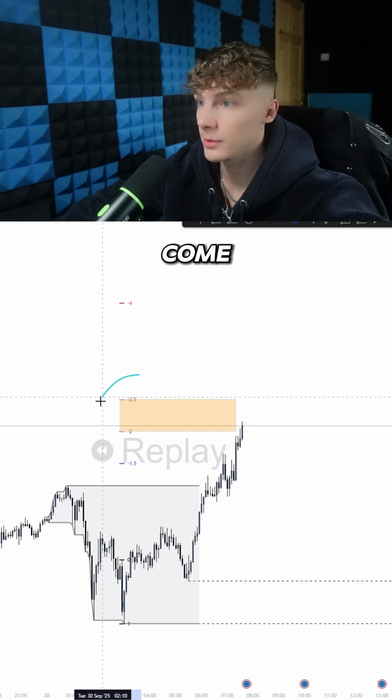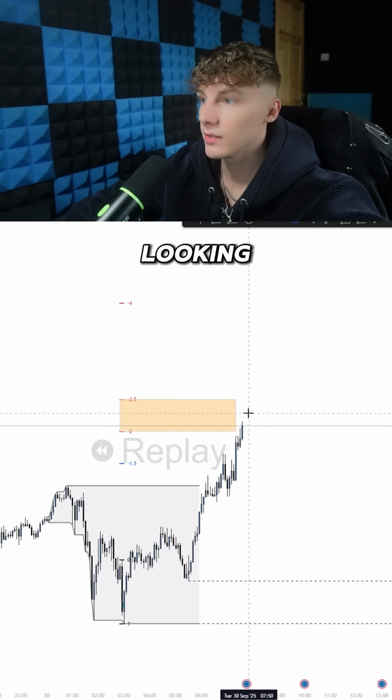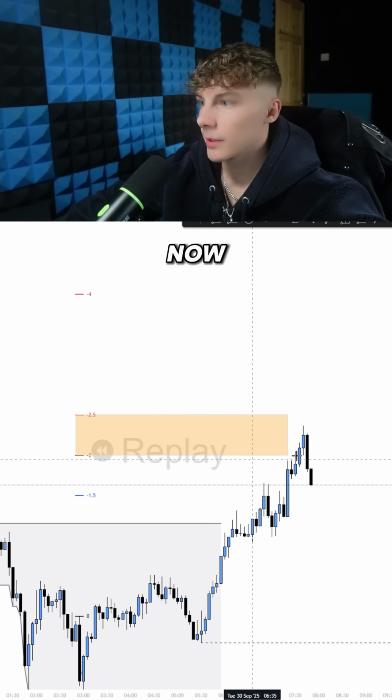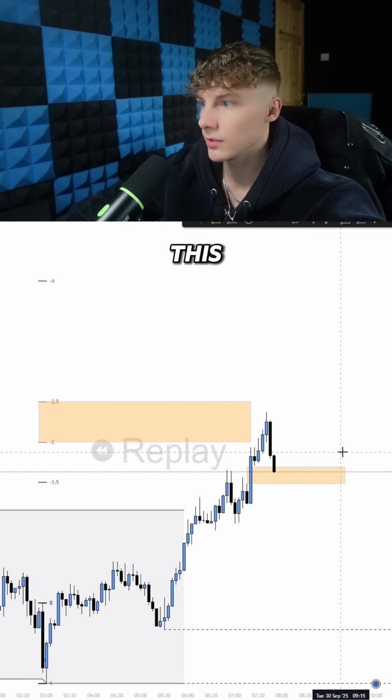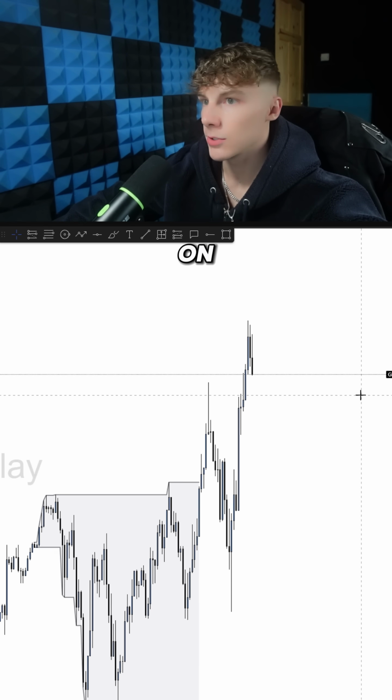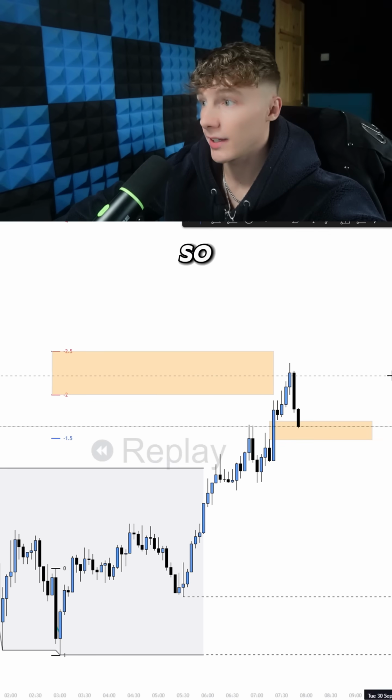Okay, so at this point here, we've come into deviation 2 to 2.5. I'm looking to see how we kind of react within this area. So now that we're getting a really nice reaction from this area, I have seen this inverse gap, but I cannot enter this until I see a divergence. Currently on GU, there is no divergence, so I cannot enter this trade.